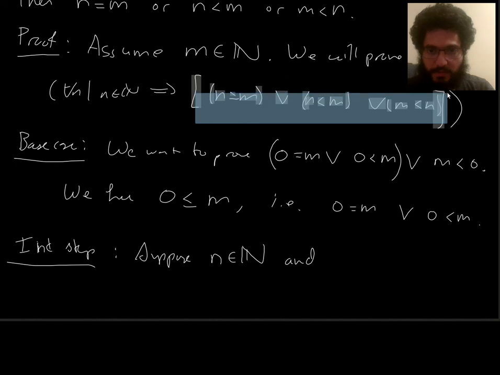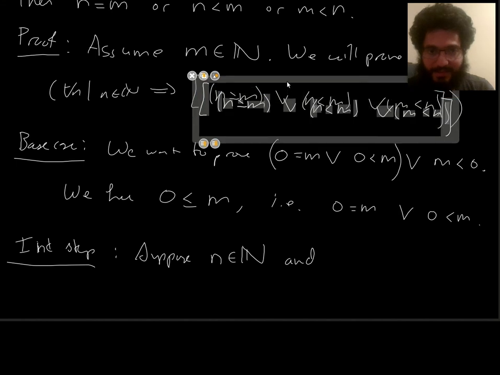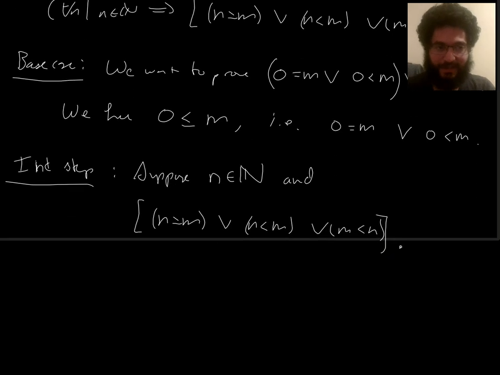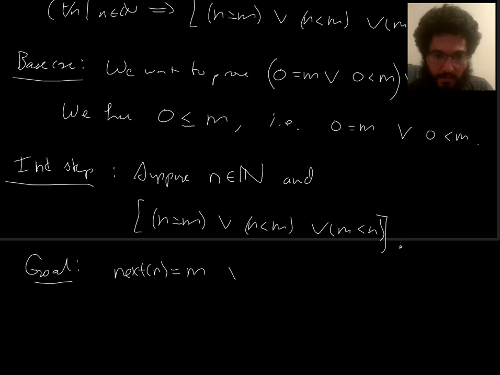So how about I just copy this? So now we're assuming an or. Okay, sounds like we're going to end up in a proof by cases. Right, we have an or. So our goal, just to keep that in mind, our goal is going to be to prove that either next n is m, or next n is less than m, or m is less than next n.